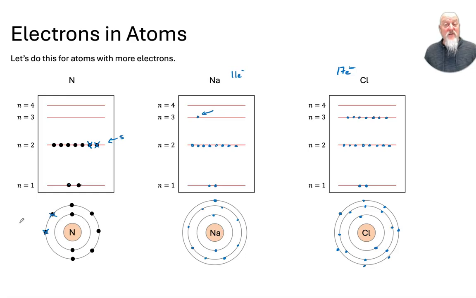How many valence electrons in chlorine? Right there, all of those, right? There are 7 valence electrons in chlorine, and the rest of them are core. So there's 7 valence electrons and 10 core electrons in chlorine.